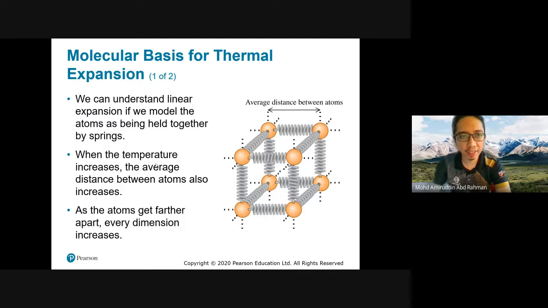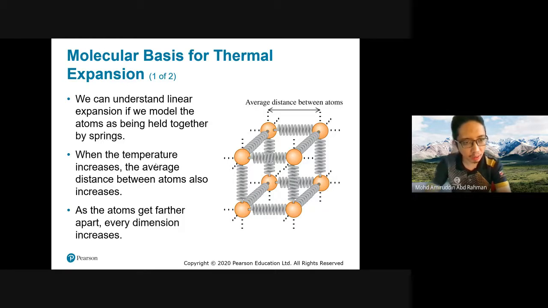So what is behind the thermal expansion? It is based on the concept of molecular expansion. We have the molecules inside the rod, which are at some distance from each other. You can think of them as having springs between those molecules. When the temperature increases, the average distance between atoms also increases.